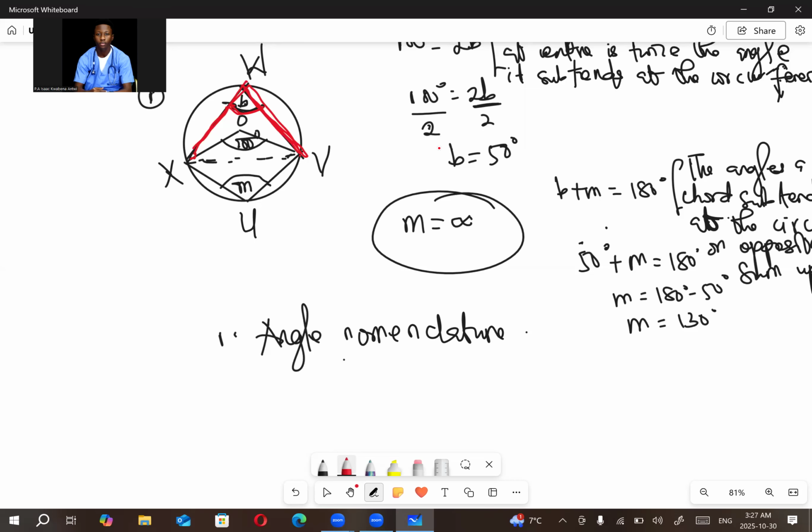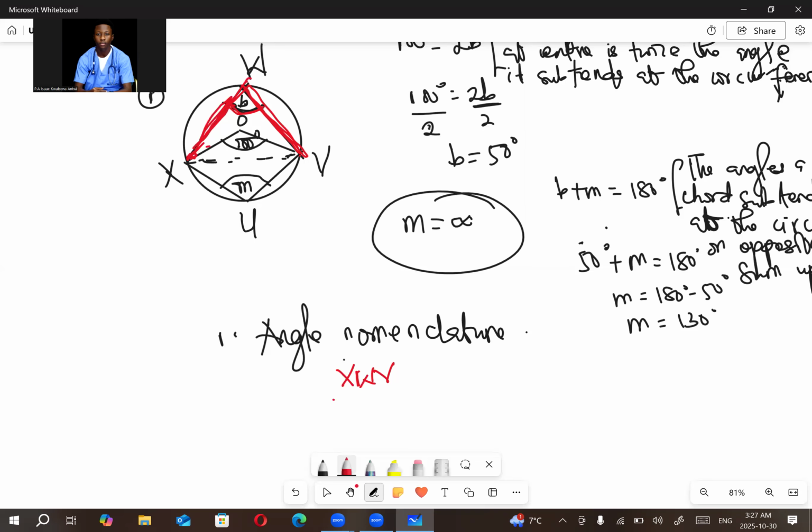Okay, so that's B, right? So you start from the feet. So it's what? X and what? V. Now, where the angle is, the letter in the middle, where the angle is, that letter comes in the middle. Okay? So if it's B you want to talk about, then the letter there, which is W, must be in the middle. The X and the V, the other two letters, must be the feet of it.